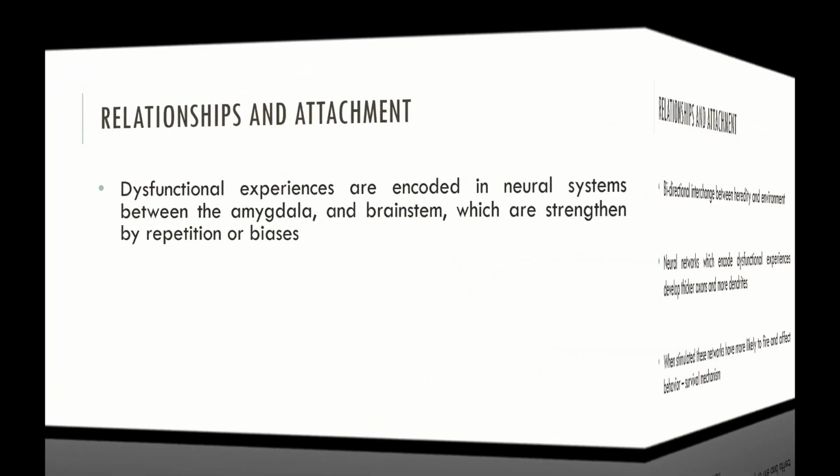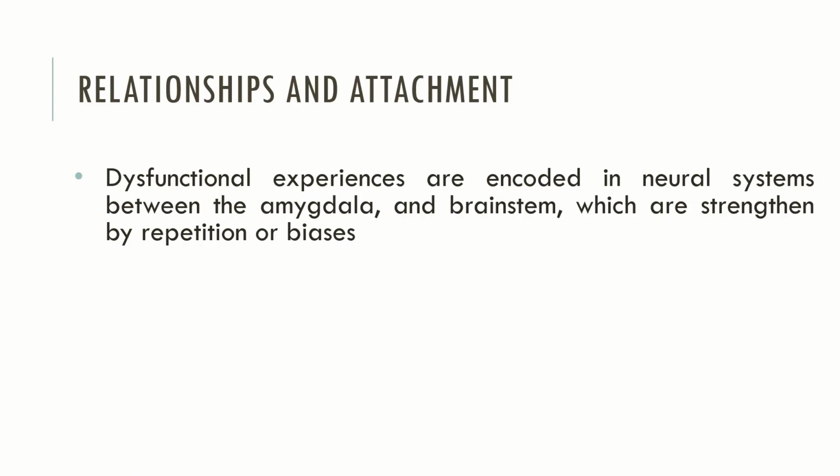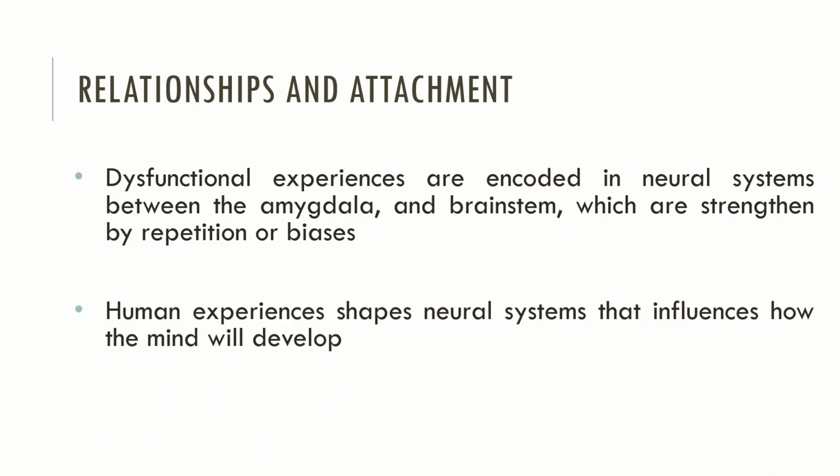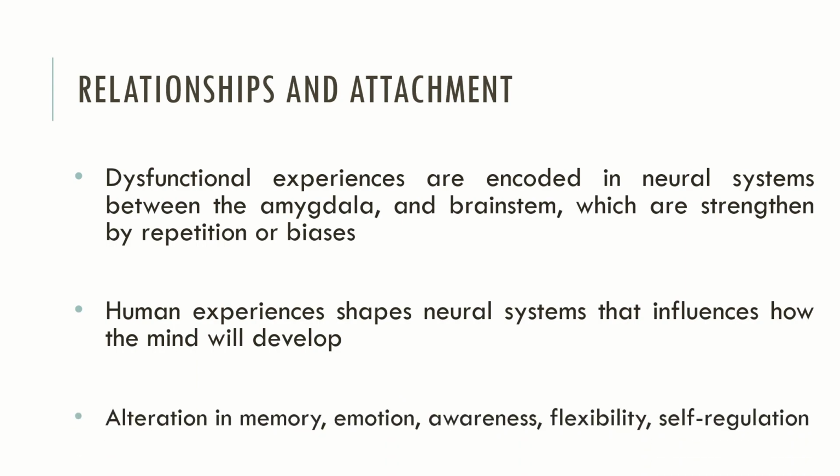So, dysfunctional experiences are encoded in neural systems between the amygdala and the brainstem, which are strengthened by repetition or biases. And human experiences shape neural systems that influence how the mind will develop. So, these experiences have impacts in neural systems, which produce some alterations in memory, emotion, awareness, flexibility, or even self-regulation.